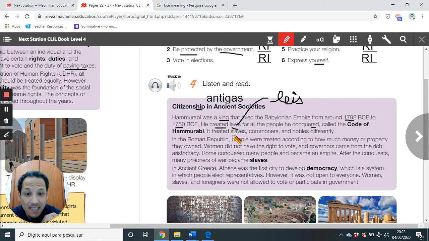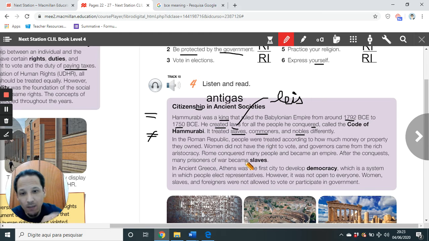It treated slaves, escravos, commoners, plebeus, and nobles, nobres, differently. Differently. Not equal. They were not equals. They were different. Eles não eram iguais, né? Eles eram diferentes.